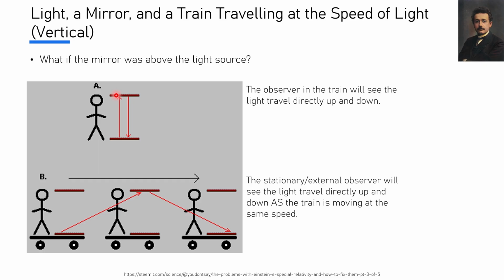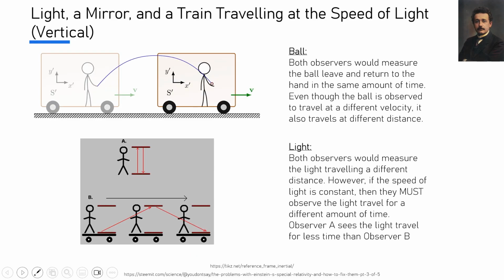However, if you're the external observer, you'll be watching the light move upwards, but also watch the train move across. And therefore, by Galilean transformation, you'll observe the light travel diagonally towards the top of the roof and then diagonally towards the floor again. So in this version of the experiment with the ball, both observers would measure the ball leave and return to the hand in the same amount of time, even though the ball is observed to travel at a different velocity.